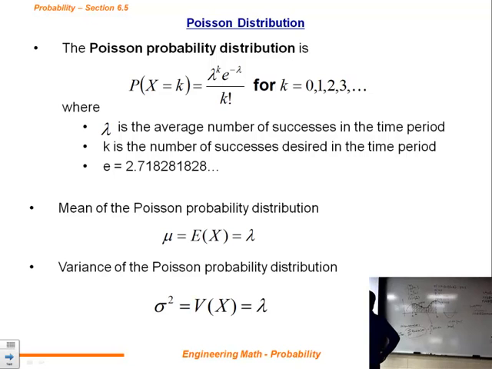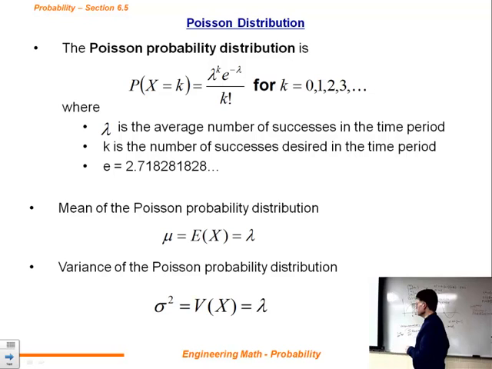So the mean of a Poisson probability distribution is mu. It turns out to be equal to lambda. Well, that almost goes without saying because we already said lambda is the average number of successes we expect. So we'd expect the mean of this distribution to actually be equal to lambda, and it is. You can verify this mathematically.